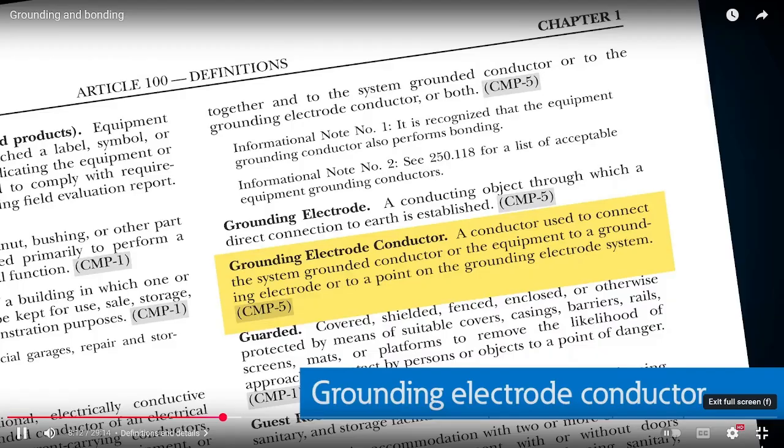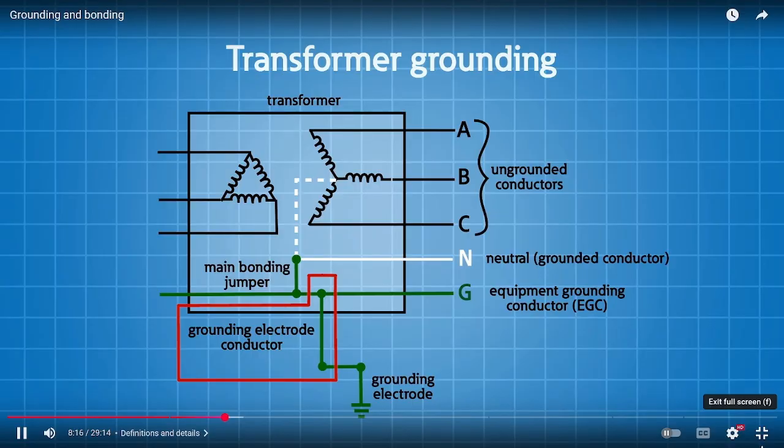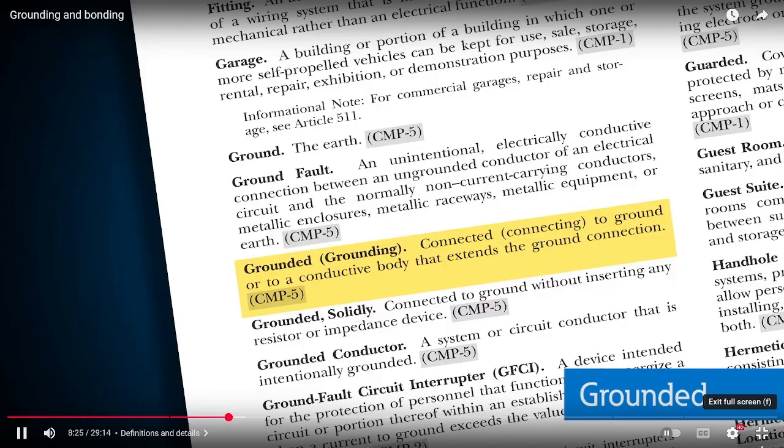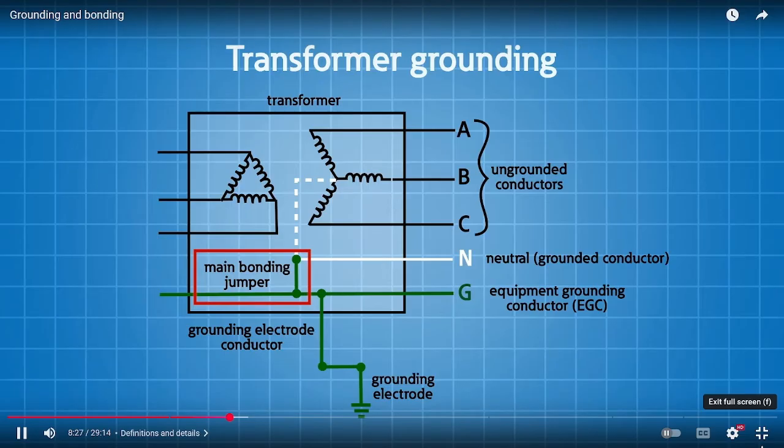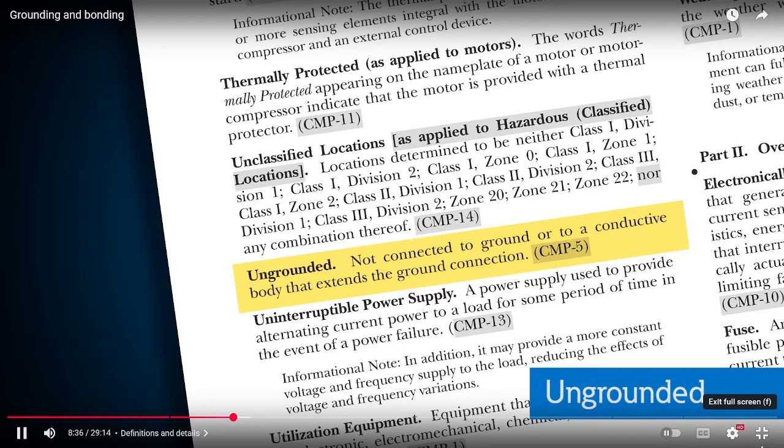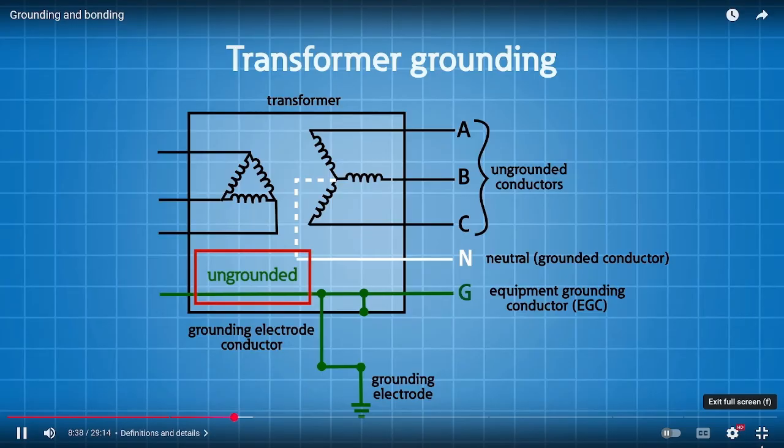Now let's talk about the grounding electrode conductor. This is the conductor used to connect the system neutral conductor or grounded phase conductor or the equipment to the grounding electrode system. Grounded, when we use the term grounded, this is when we say we are connected to the earth or to some body that extends that earth connection. Ungrounded is just the opposite, right? It's not connected to ground or to a conductive body that extends that ground connection.